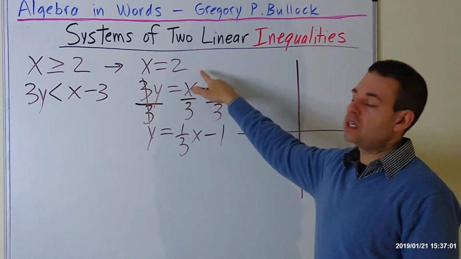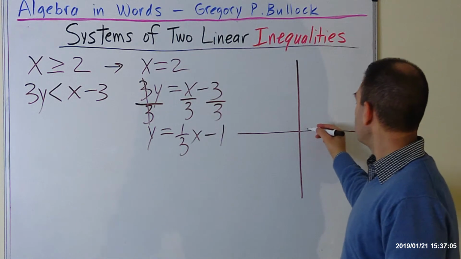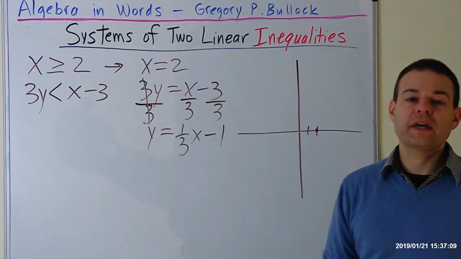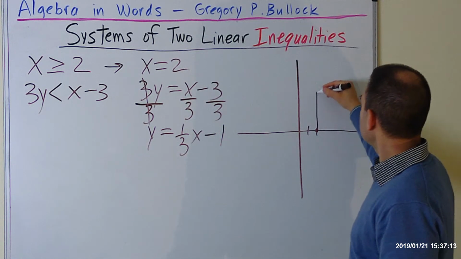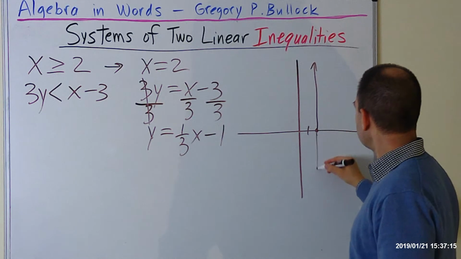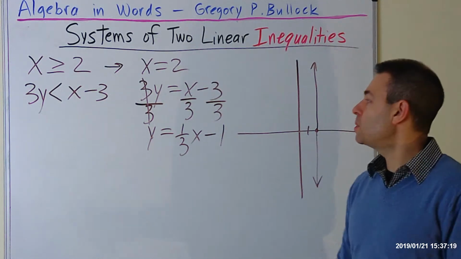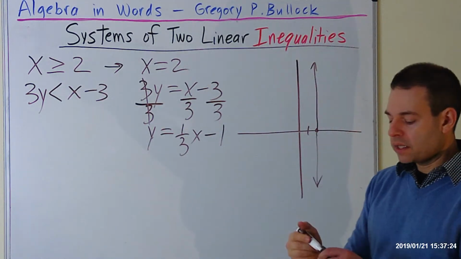Let's start with this one. x equals 2. Start at the origin, count over 1, 2 units. That's x equals 2, and it's going to be a vertical line. Should that be dotted or solid? It should be solid because this is an inclusive symbol. Let's look at the next one.